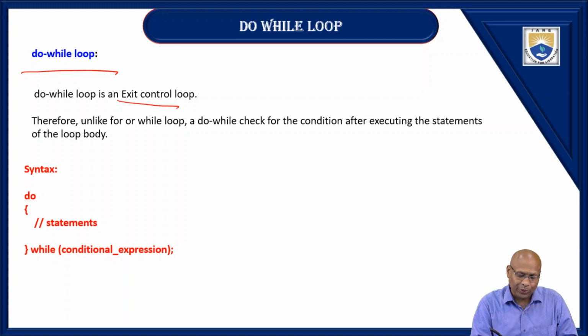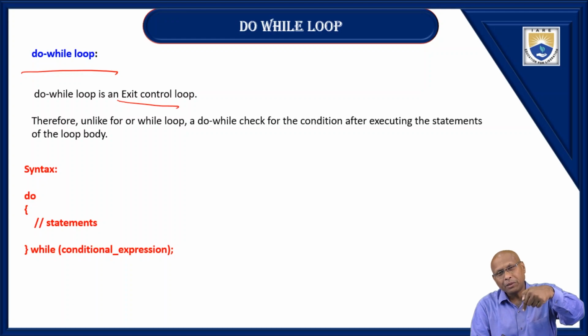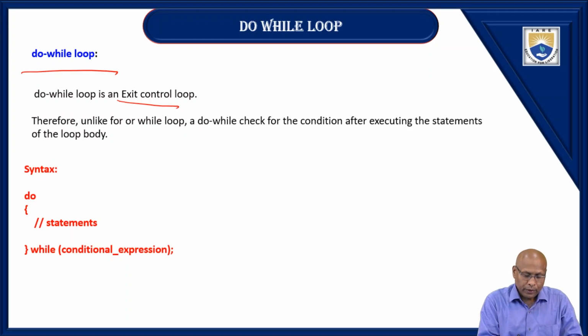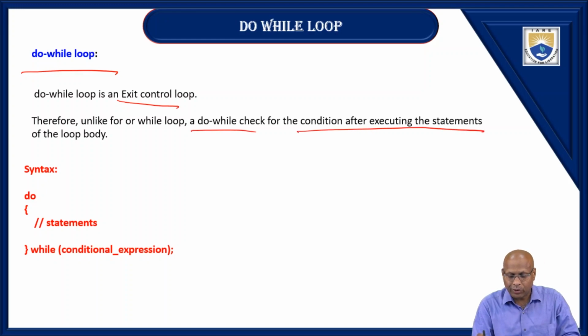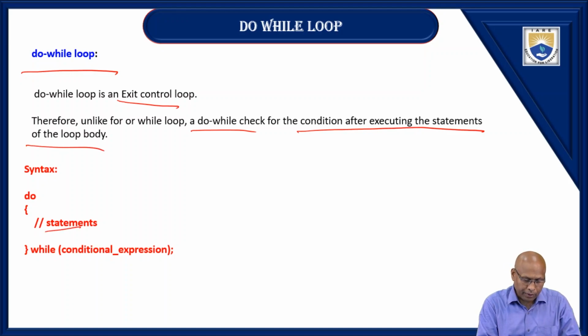This is exit control. That means in a while loop, during entrance, when you are entering, that time it will check the condition. Whereas in do while, it will not check in the beginning. It will check while coming out. Exit control. Therefore, unlike a while loop, do while checks the condition after executing the statements of the loop body. After executing the statements in the loop body, then check the condition.